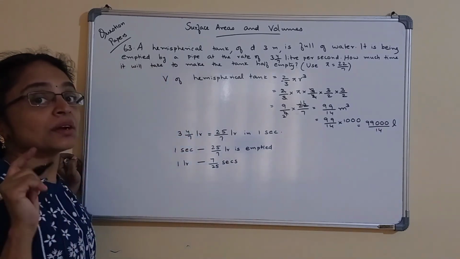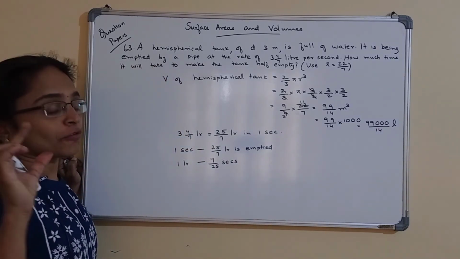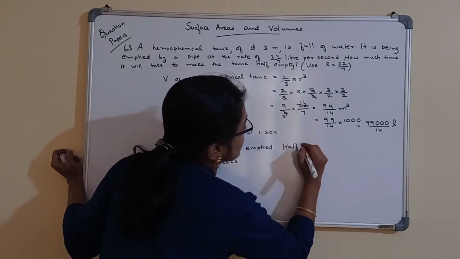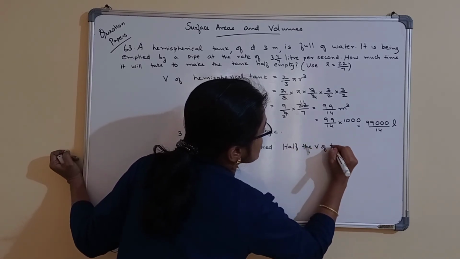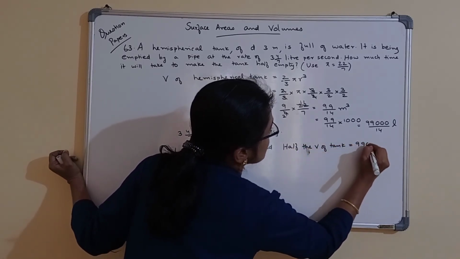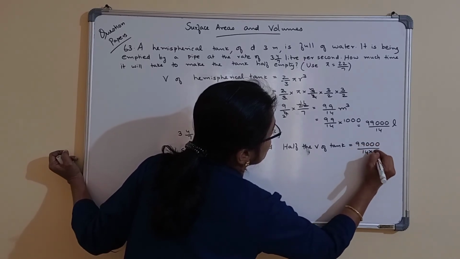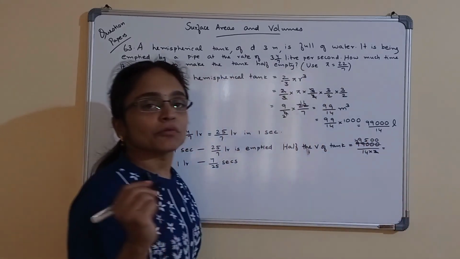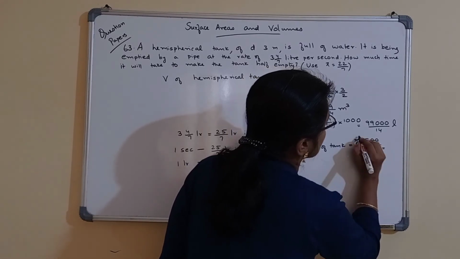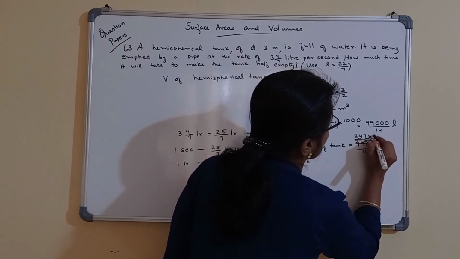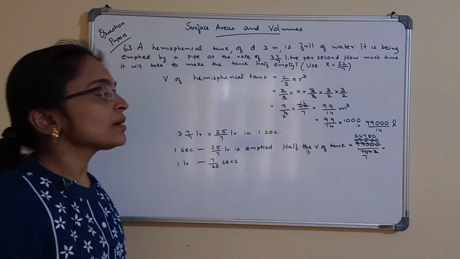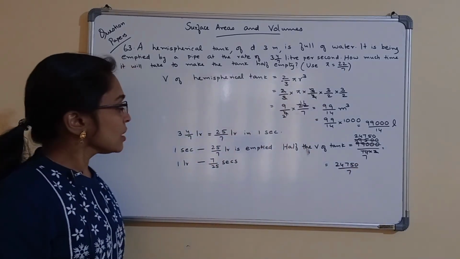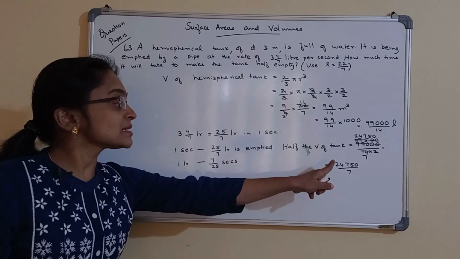And how many liters are there in this tank? 99000 by 14 liter, but we have to empty only half of it. So half the volume of the tank is equal to 99000 by 14 into 2. It is 49500 by 14. We can again divide this by 2, and we will get 24750 by 7. Okay, so we have to empty this many liters.